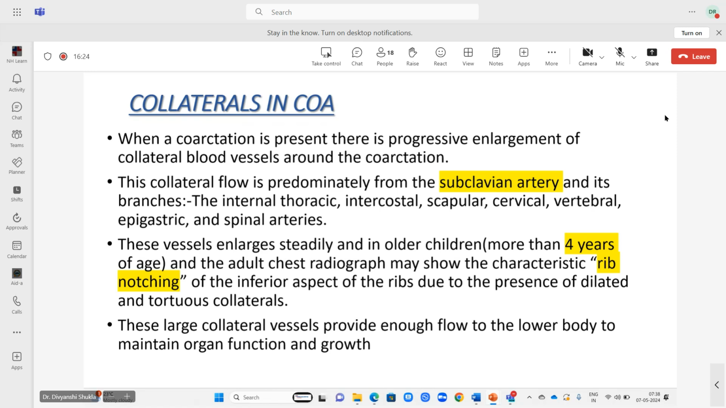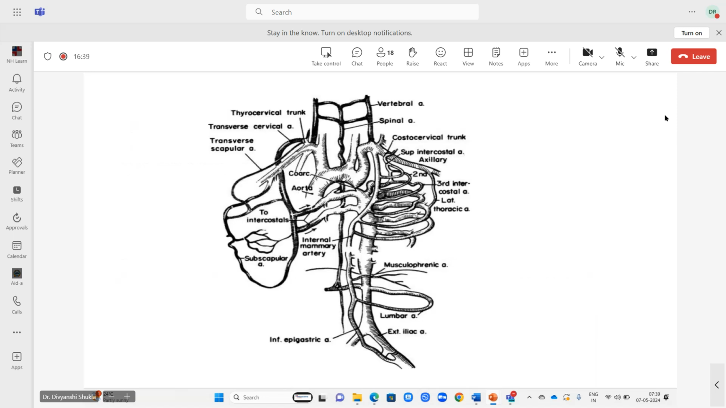chest radiography shows the characteristic rib notching of the inferior aspect of the rib due to the presence of the dilated and tortuous collaterals. These large collateral vessels provide enough flow to the lower body to maintain organ function and growth. In the photograph depicting the same collaterals, we can see, from the second and third intercostal spaces on the left side, a lot of collaterals are formed.